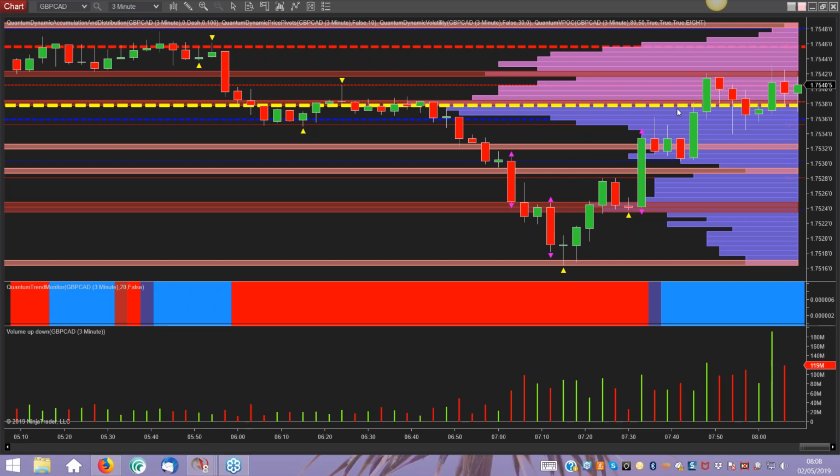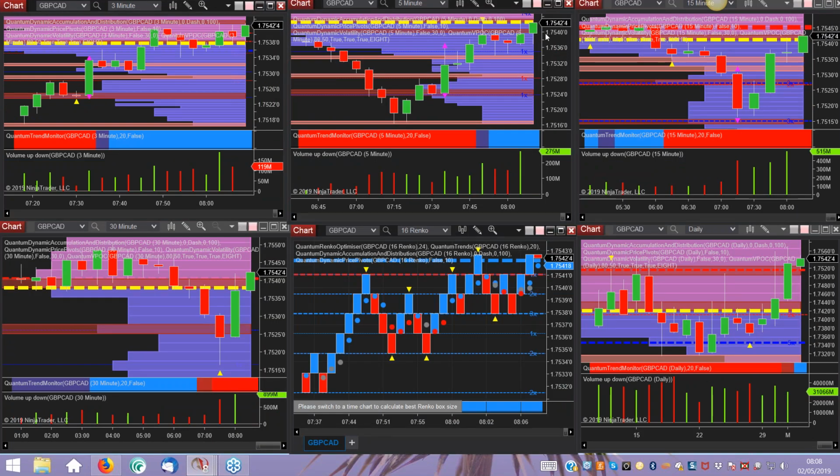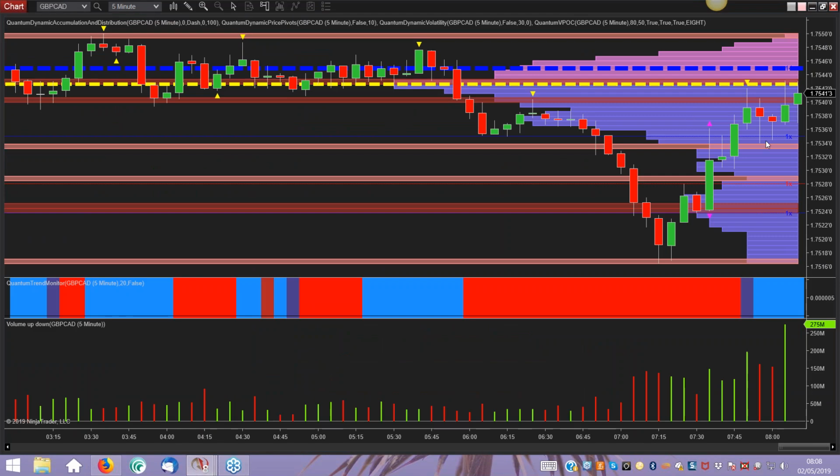There's no bias one way or the other, so the market congests. Just pop that down again, and we'll go and look at the 5 minute. This is the 5 minute. Similar sort of picture here. This is our volume coming in on London.